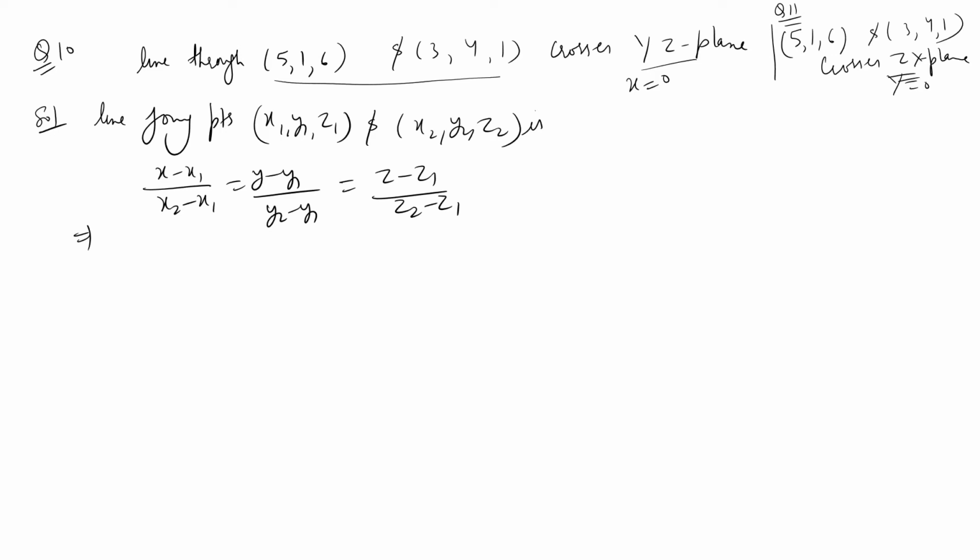See from here, this is (x1, y1, z1) and (x2, y2, z2). So it will be (x - 5)/(3 - 5) = (x - 5)/(-2), (y - 1)/(4 - 1) = (y - 1)/3, and (z - 6)/(1 - 6) = (z - 6)/(-5). This is the equation of the line joining these points. This line will be the same for question number 11 also. The only difference is that on the YZ plane x will be 0, and on the ZX plane y will be 0.